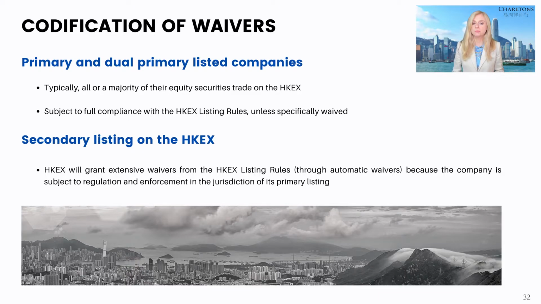A company with a dual primary listing has a primary listing on both the Hong Kong Exchange and an overseas exchange and is subject to the full requirements of the Hong Kong Exchange's listing rules and those of the overseas exchange on which its securities are also listed. A company with a secondary listing on the Hong Kong Exchange has a majority of its equity securities traded outside of Hong Kong, and the Hong Kong Exchange will grant the company extensive waivers from the listing rules through automatic waivers. This is because it's already subject to regulations and enforcement in the jurisdiction of its primary listing.